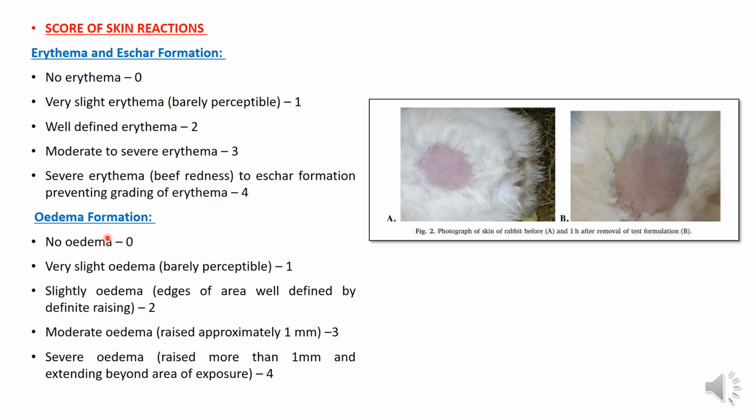Now, how will you give the score for the edema? If there is no edema, simply give 0. Very slight edema, give 1. Slight edema where the edge of the area is well defined by definite raising, then it is 2. Moderate edema where the raise is approximately 1 mm, then we will give 3. And if there is severe edema, how can we recognize it? The raise is more than 1 mm and extends beyond the area of the exposure. That means it is a very severe, very big edema, and then we will give the score as 4.